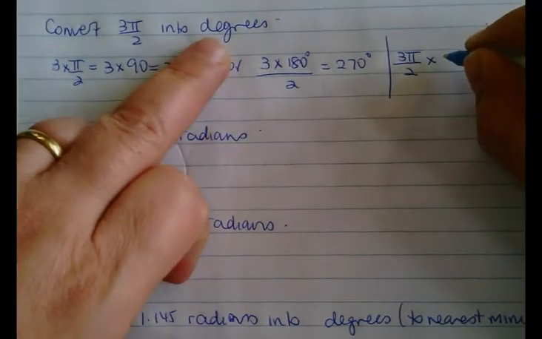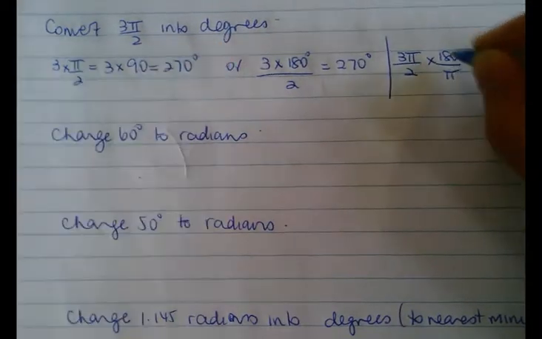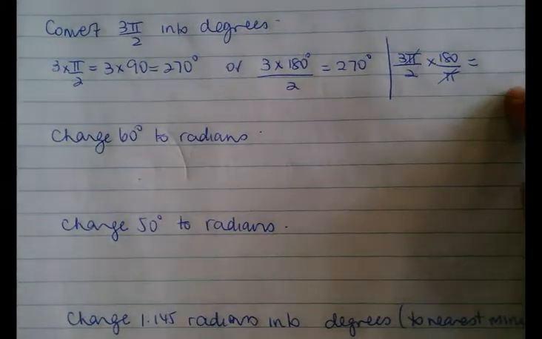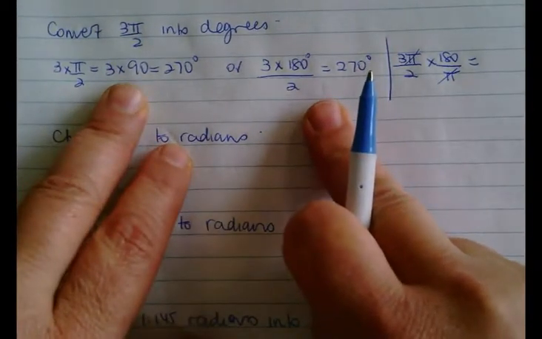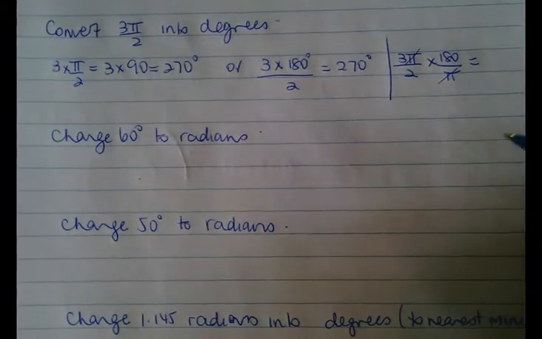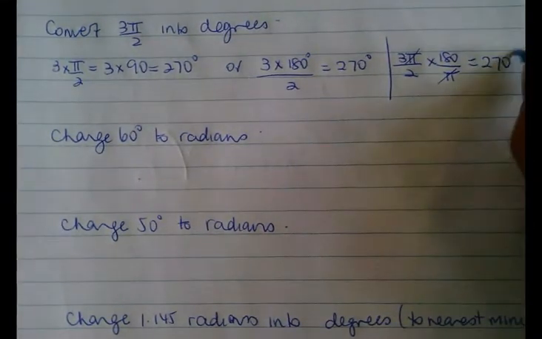Or if you want to use the new formal method that we've learnt, you would multiply it. So to change to degrees, you times by 180 on pi, and the pi's cancel. That's the new formal method. These are mental methods, which are quicker. It will take you a bit of time, so that's 270 as well.